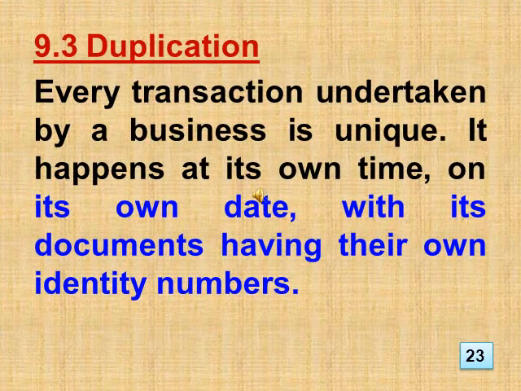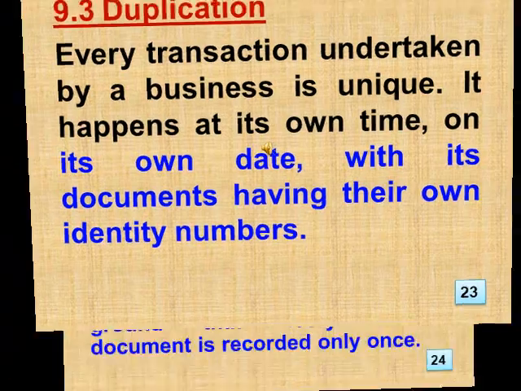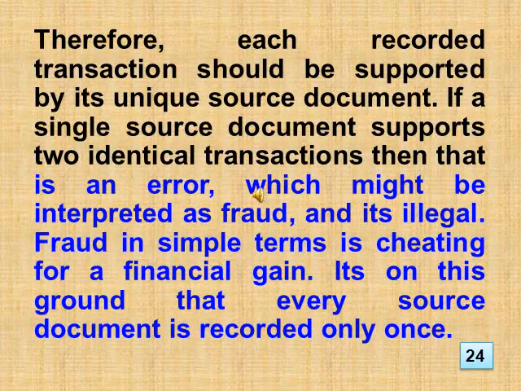Section 9.3. Duplication. Every transaction undertaken by a business is unique. It happens at its own time, on its own date, with its documents having their own identity numbers. Therefore, each recorded transaction should be supported by its unique source document.